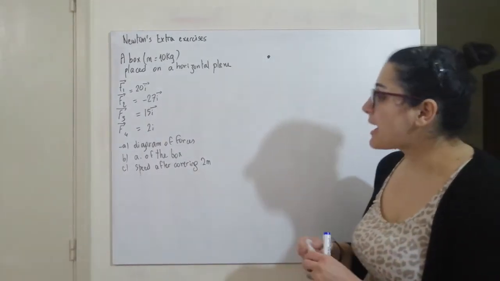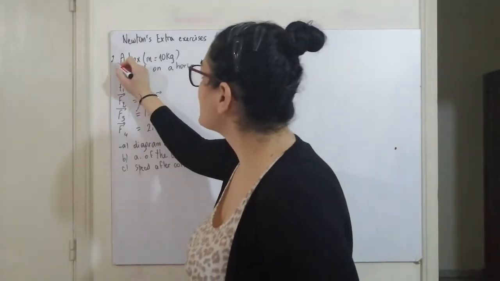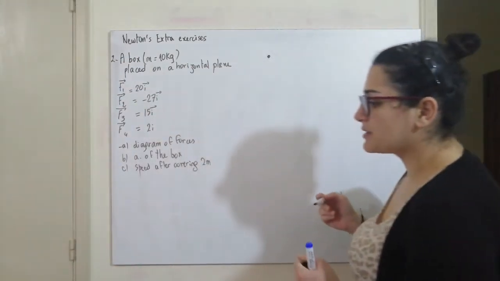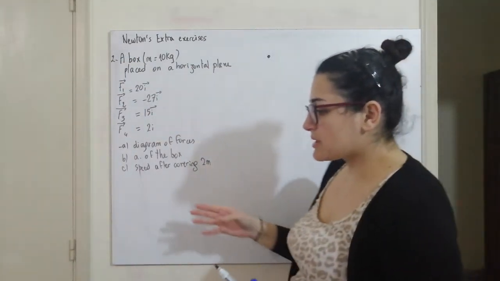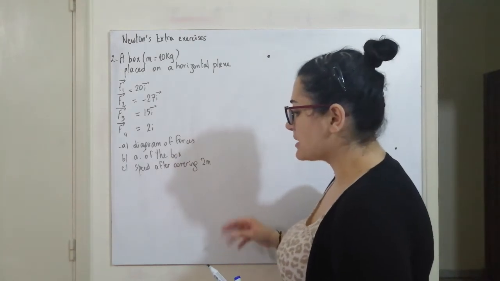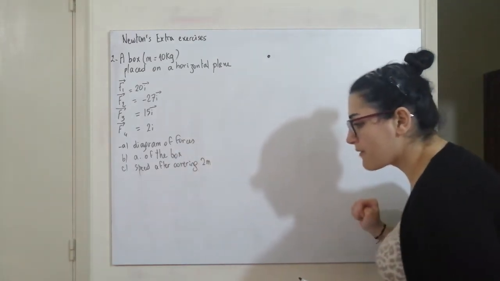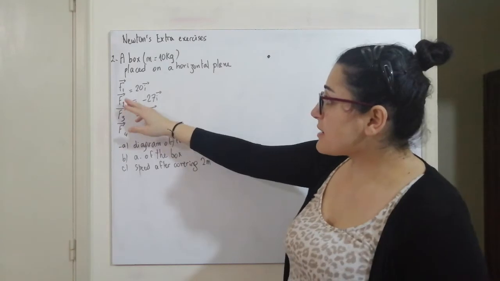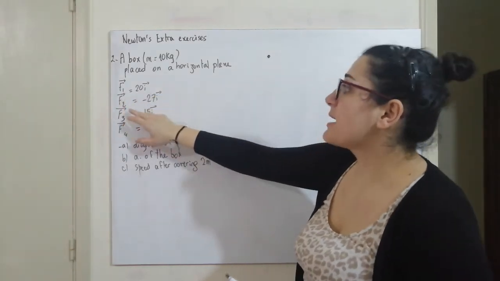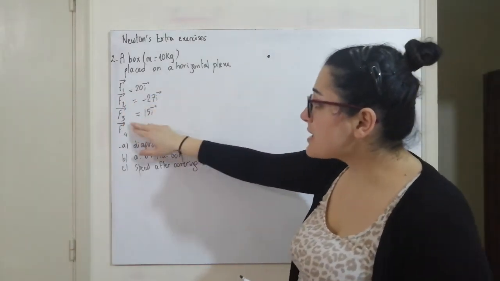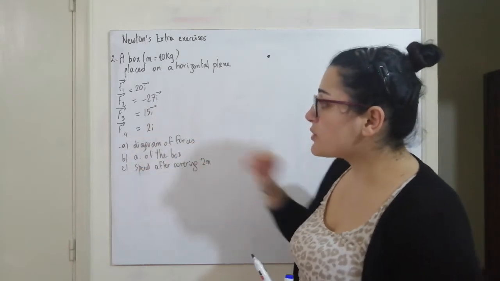Number 2, I have a box of mass 10 kilograms placed on a horizontal plane. The following forces are applied to it in addition to its weight and the normal force of the surface. So these are the forces: F1 equals 20i, F2 equals minus 27i, F3 equals 15i, and F4 equals 2i.